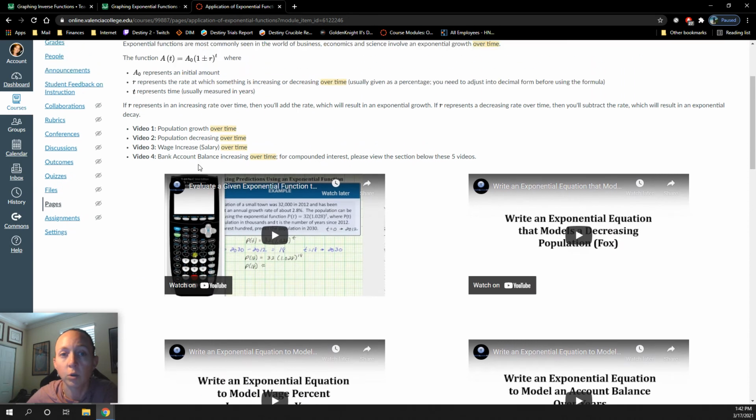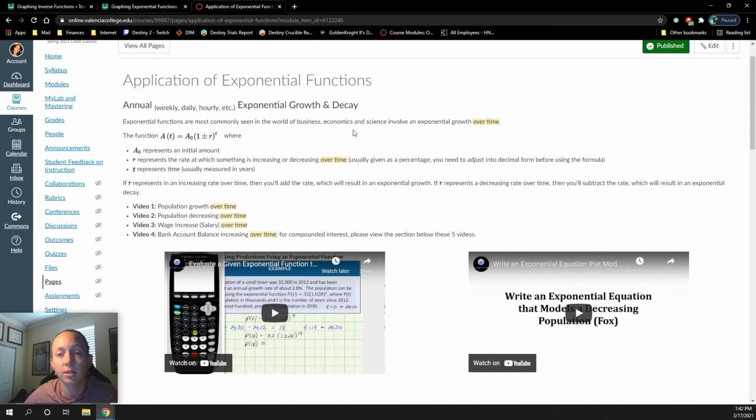In comparison, if you don't see the word continuous and it just says you're increasing over time, and over time could be a period of weeks, days, hours, years, however they describe that time, then you want to use this function here. So hopefully you found this helpful.